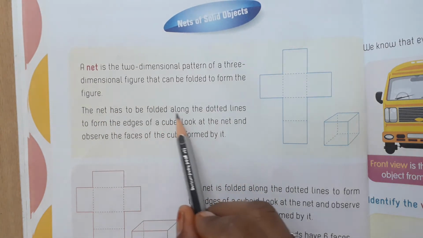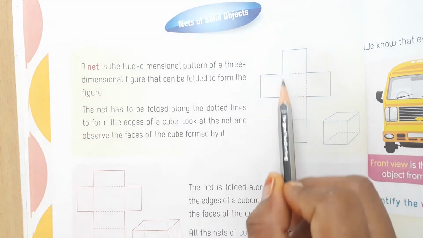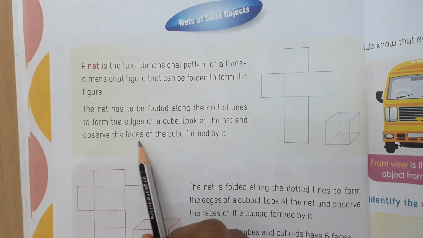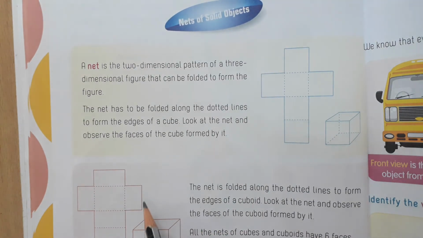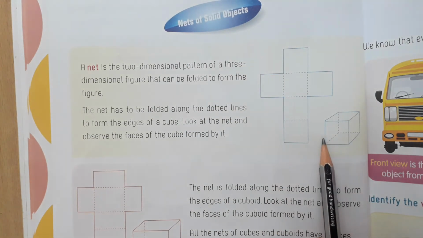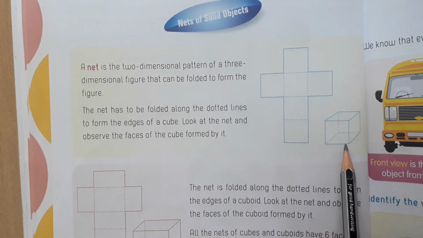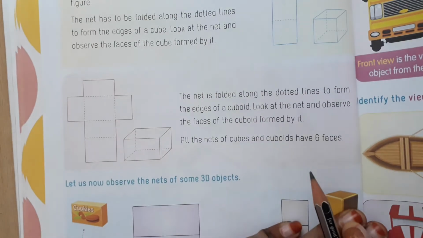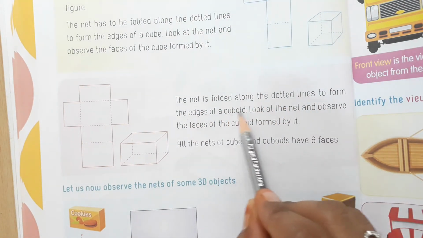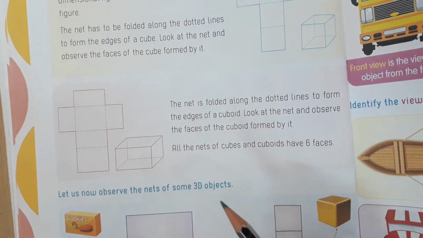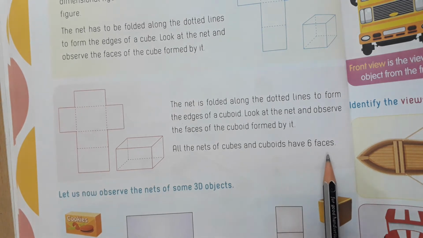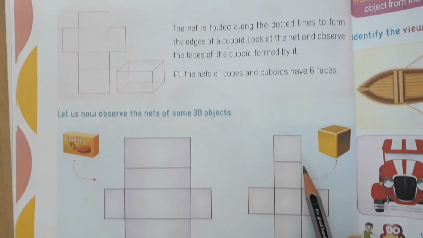The net has to be folded along the dotted lines, these dotted lines, to form the edges of a cube. Look at the net and observe the faces of the cube formed by it. Look here, if you fold along the dotted lines, it will make a 3D object, that is a cube. Next, the net is folded along the dotted lines to form the edges of a cuboid. This is the cuboid. All the nets of cubes and cuboids have 6 faces. How many faces? 6 faces.